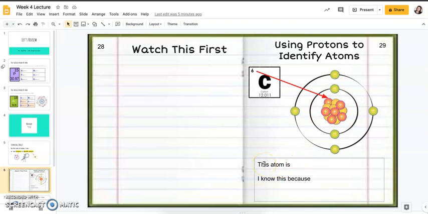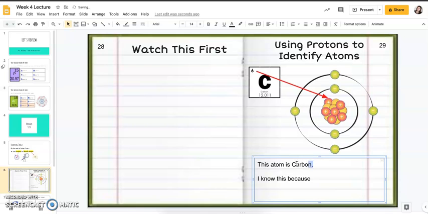In your notes, make sure you write exactly what I'm writing. Okay? So this atom is carbon. So you should write this down, exactly what I have. Everyone's notes should look like mine. If you need to pause the video, you can pause the video now.